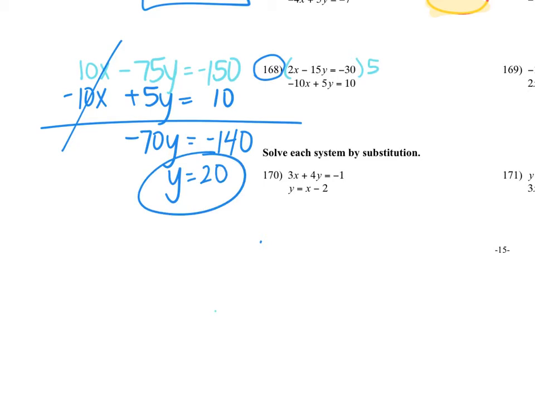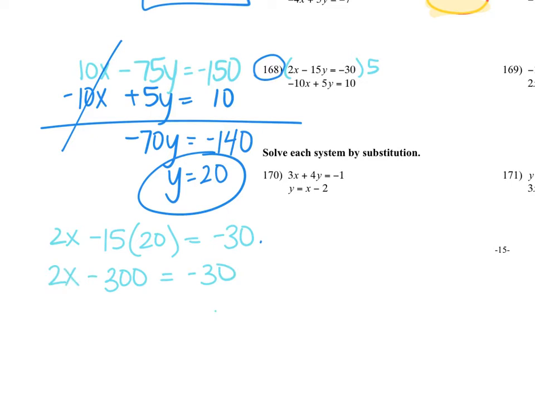And now that I have my y, I can choose either of those equations. I'm going to choose the first equation, so 2x minus 15y, and I'm going to plug in 20 for my y, equals negative 30. So negative 15 times 20 would be 300, negative 30 and 2x.